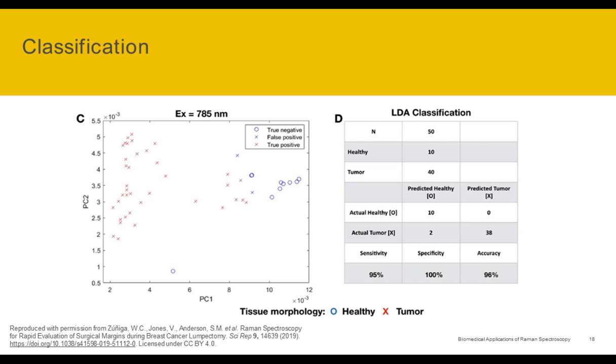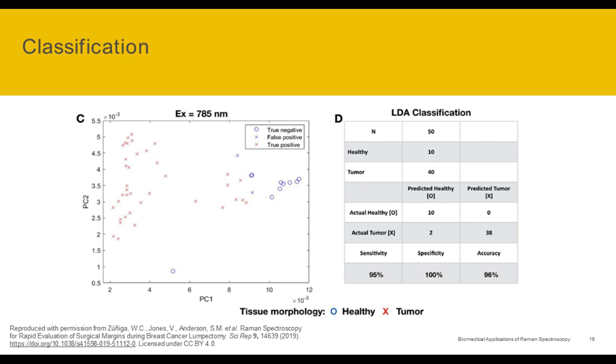Then they were able to build a classification model out of the data using principal component analysis, or PCA, and linear discriminant analysis, or LDA. The PCA is used for data reduction, and the LDA is used for the classification. These are two really popular data treatments that are commonly used in spectroscopy to do this type of classification analysis, especially on cancer tissue samples.